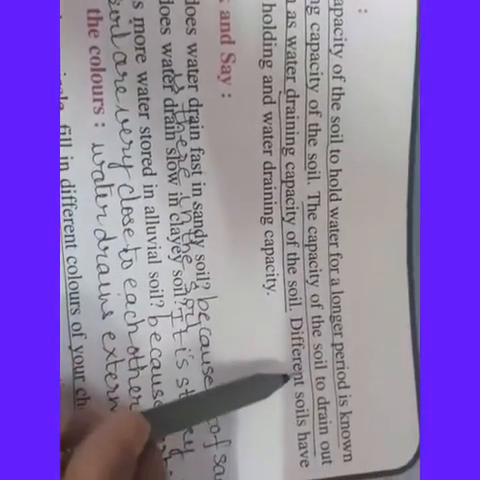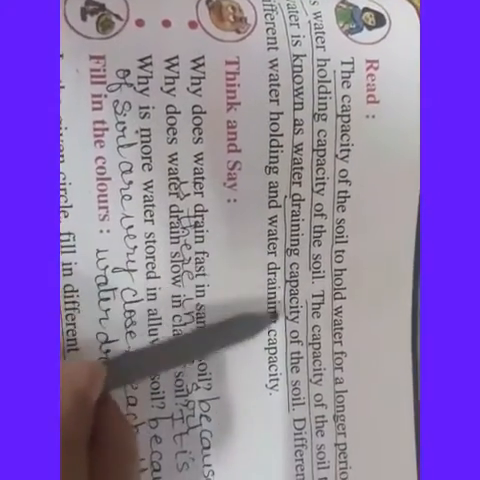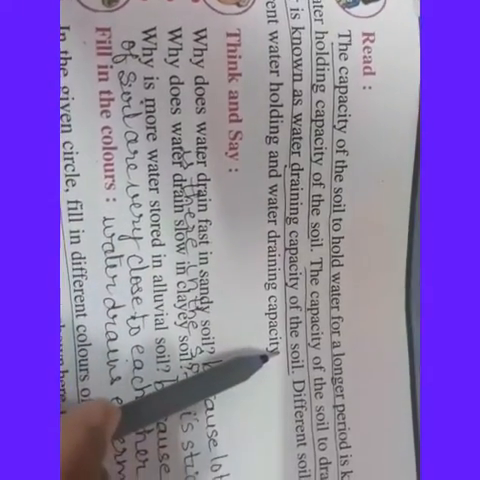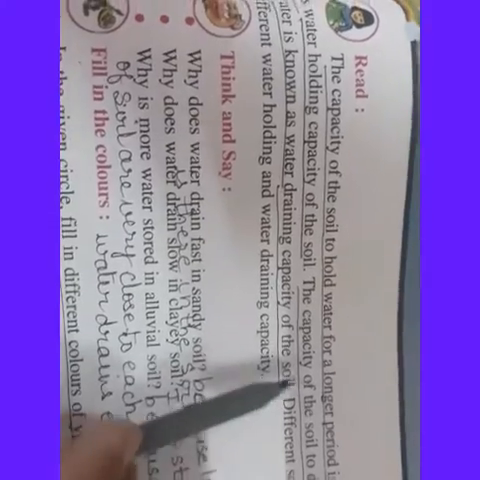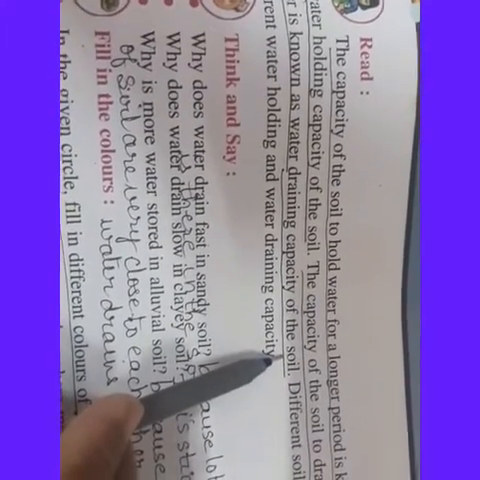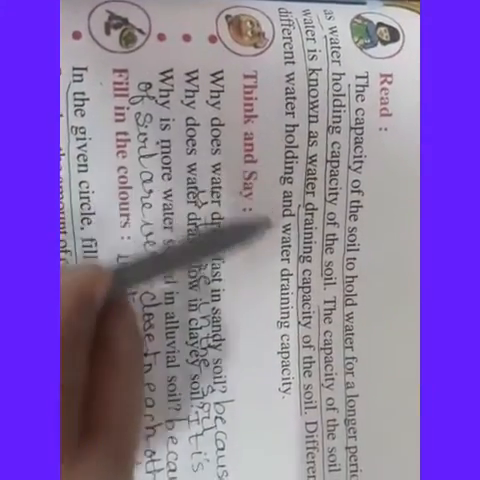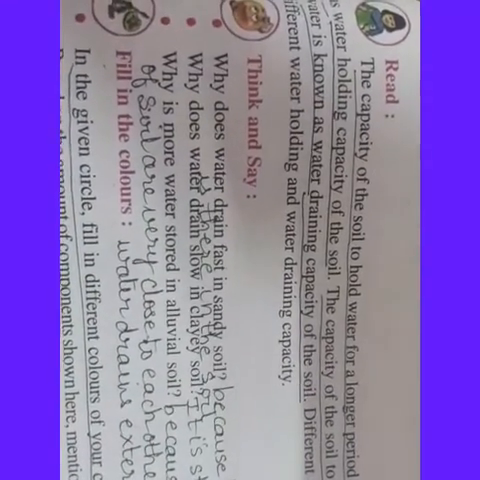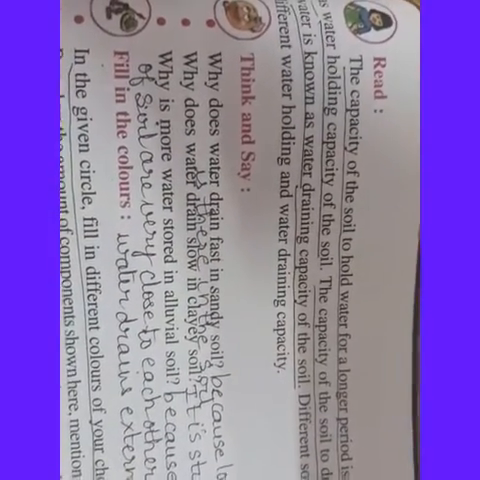The capacity of the soil to drain out water is known as the water draining capacity of the soil. As water holding capacity is there, same with the water draining capacity. Meaning how quickly water drains out or dries up from the soil, that is called the water draining capacity of the soil. Different soils have different water holding and water draining capacities. All three types of soils have their own different capacities to hold the water as well as to drain the water.